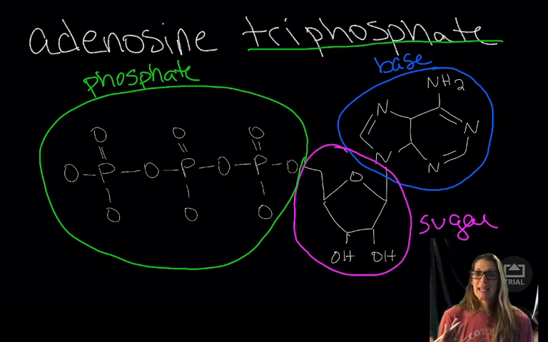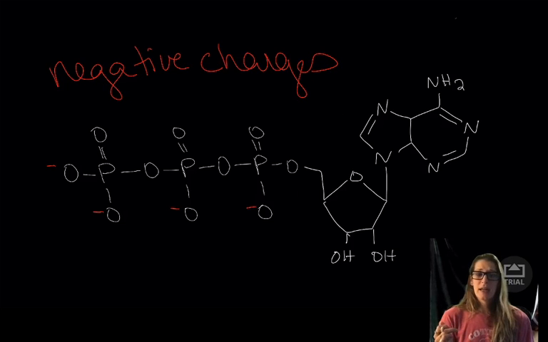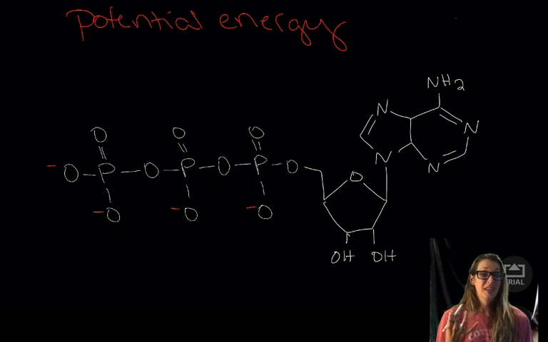You've probably heard ATP called cellular energy or cellular currency. It's kind of like the money of the cell, but it's quick, easy money. So it's like the cash in your pocket, not the savings in the bank. The 3 phosphates are what give it its ability to contribute energy to cellular processes. So how does it do that? It does that through the negative charges that are present on these phosphate groups. The negative charges represent potential energy.